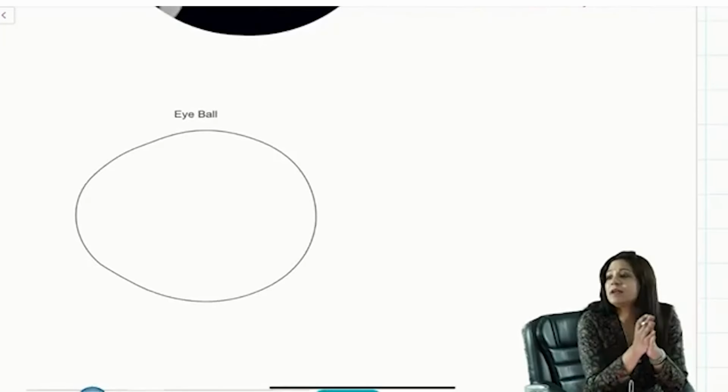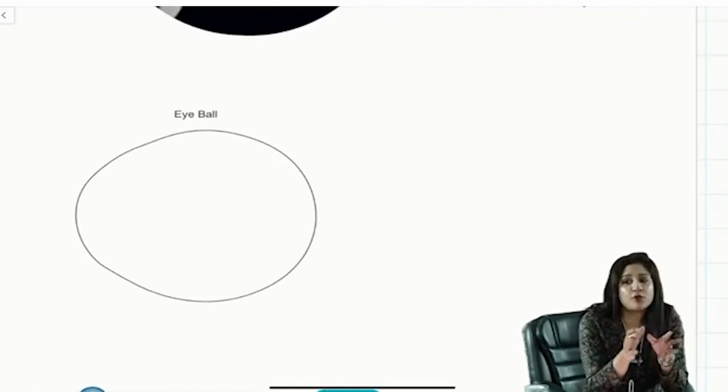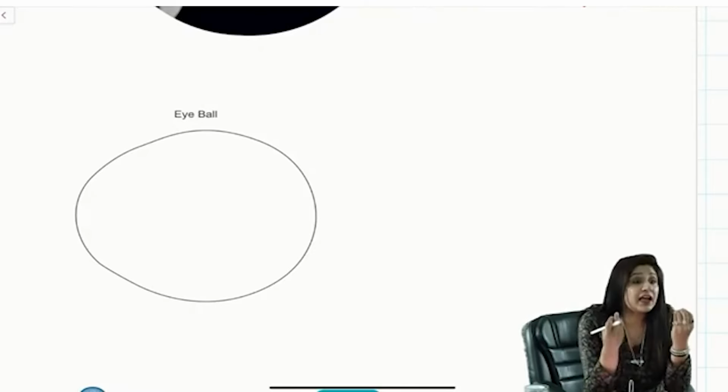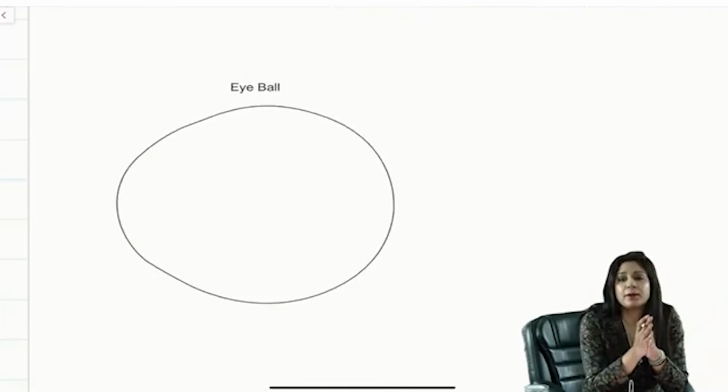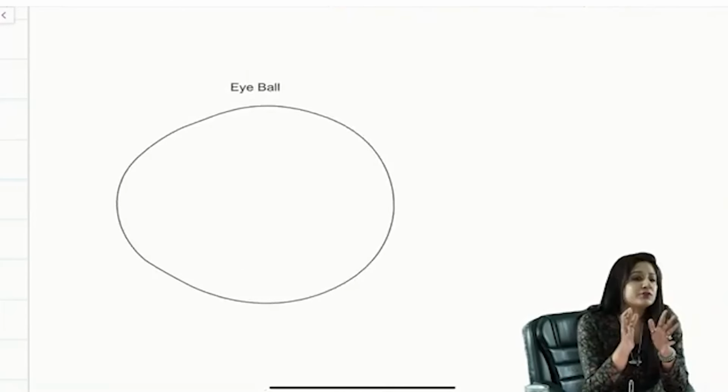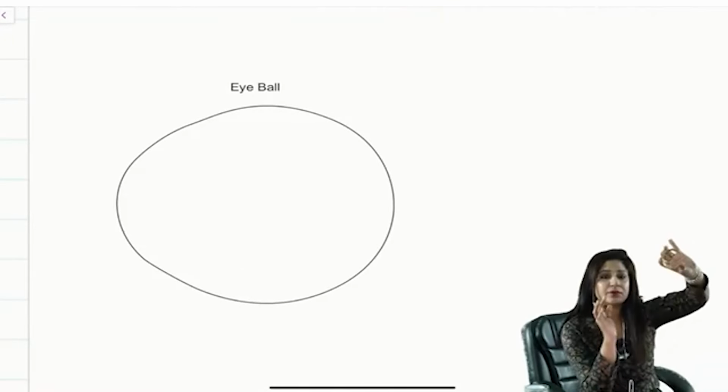First of all, we will be understanding the structure of the eye with the orbit. So basically, what is the eyeball? The eyeball is spherical in shape, you can see here. But it is not a perfect sphere. What is a perfect sphere? This is the perfect sphere.